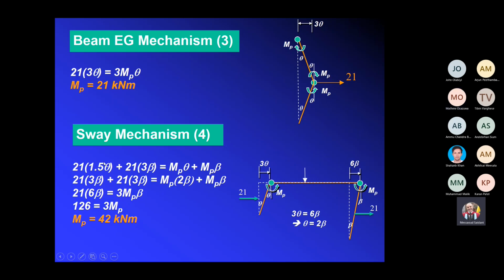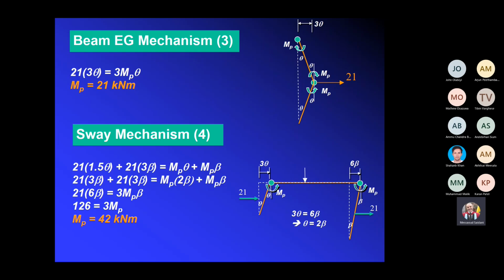What I've done here is substitute theta by 2 beta. So 1.5 times 2 is 3 beta. Now with beta everywhere, we have 21 times 3 plus 21 times 3 equals MP times 2 plus MP. When you regroup and simplify, you get 126 equals 3 MP. So MP is 126 over 3, which is 42. So we have MP is 42 kilonewton meters from this sway mechanism.